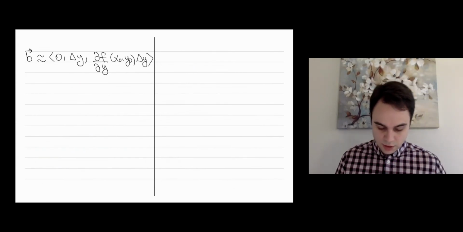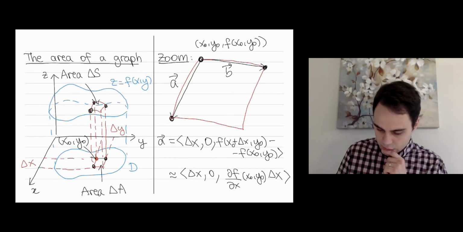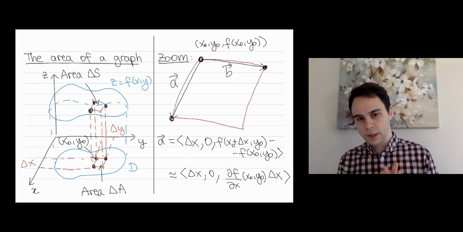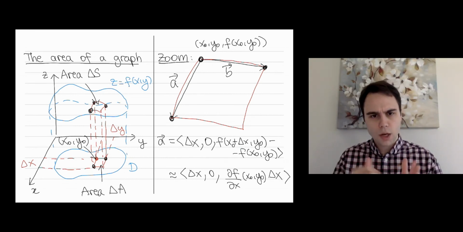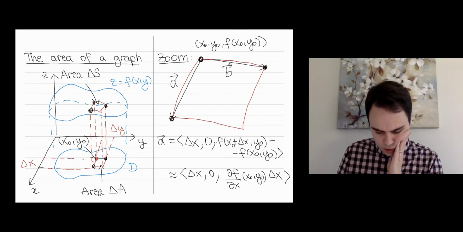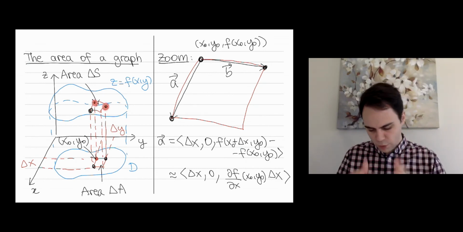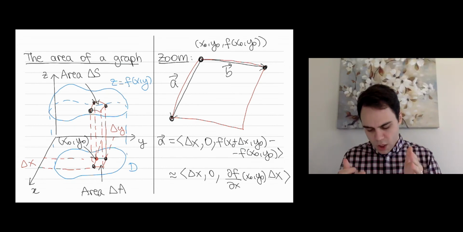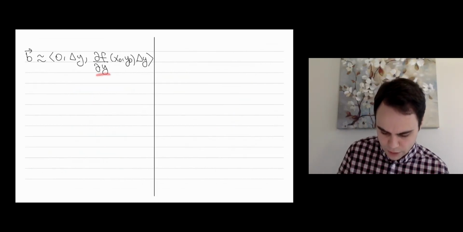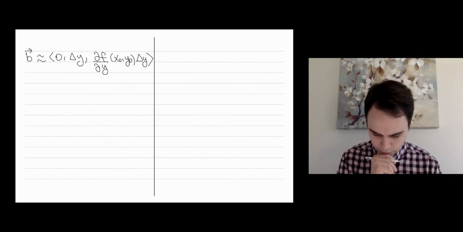Because for the difference between these 2 points, the x coordinates are the same, the y coordinates are a little bit different, and so the height is going to depend on that. So the change in the height is really the difference in these values of f, when y is a little bit different, but x stays the same. That's a y partial. And then you multiply that by delta y as before.